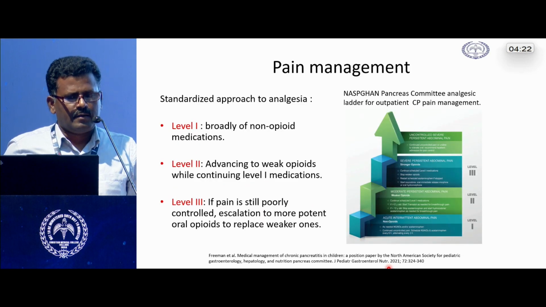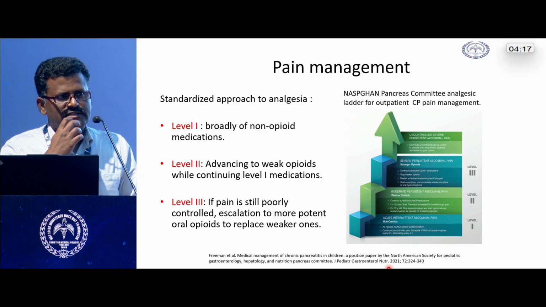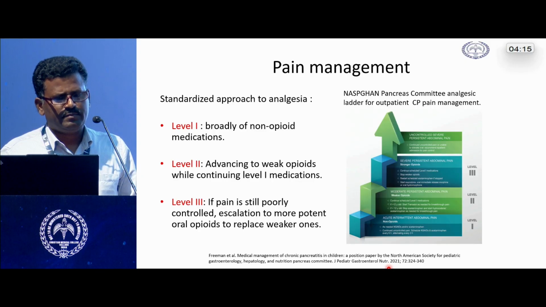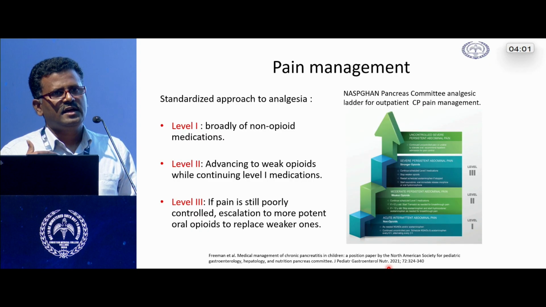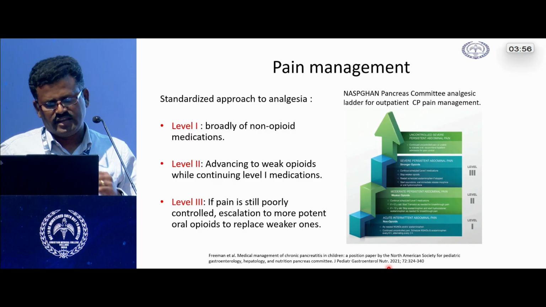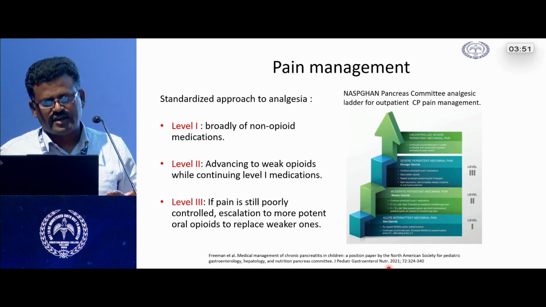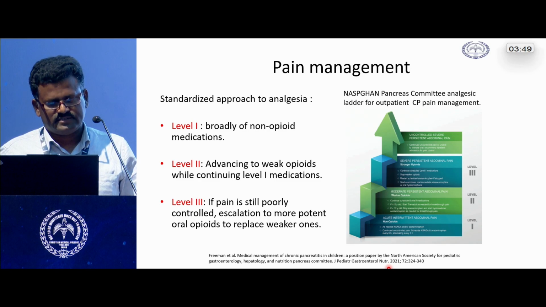And this is the analgesic ladder that has been proposed by NASPGHAN. For mild intermittent pain, you can use level 1, which is non-opioid medications like paracetamol and NSAIDs. But if it's moderate persistent pain, then go to weaker opioids like oral tramadol. And if there is more severe pain, then go for potent oral opioids, and also admit the child and give IV opioids, and also patches.